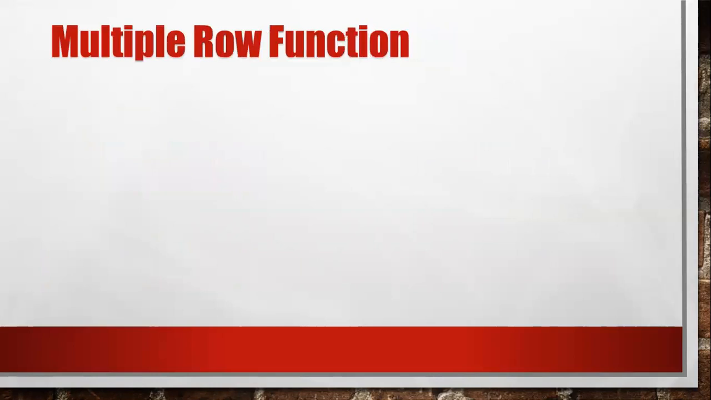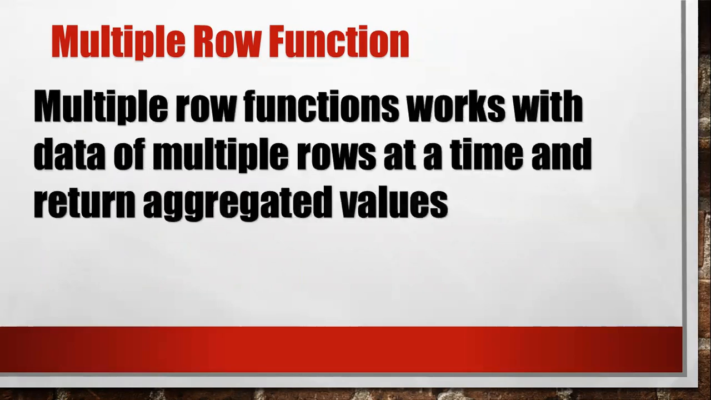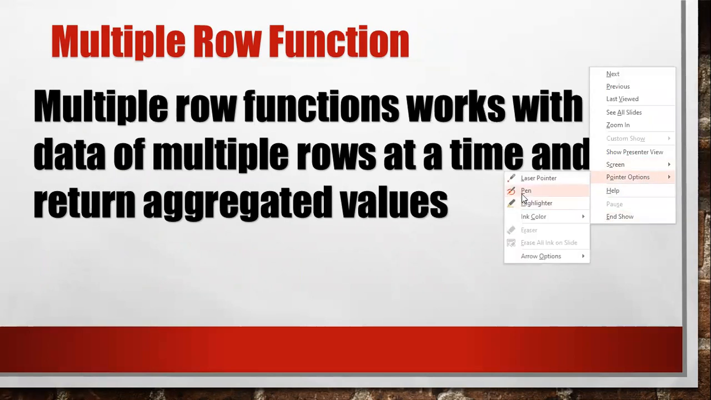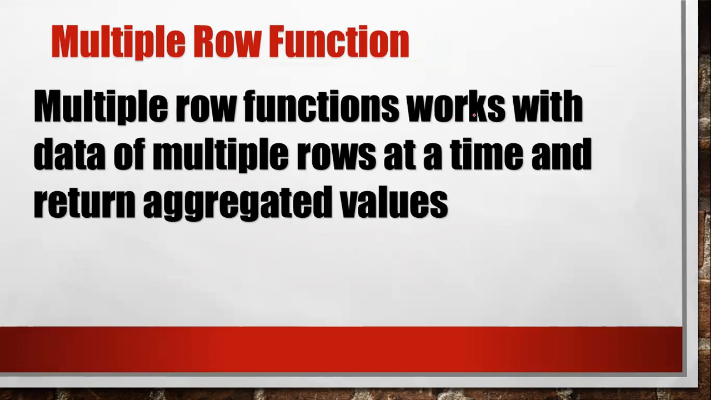First I am going to discuss the multiple row function category. So what is this multiple row function? The definition is that the multiple row function works with data of multiple rows at a time and returns the aggregate value. I think you remember the aggregate functions, right?